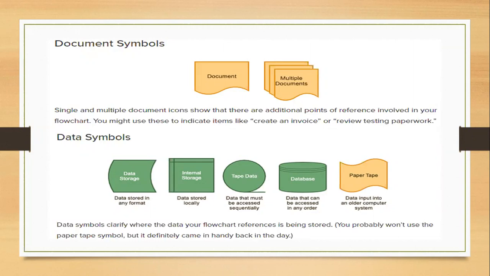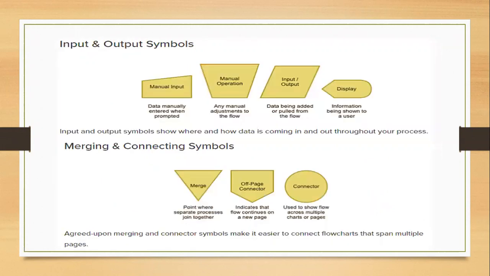Next thing is paper tape. Paper tape deals with older computer systems. It is not used these days, so it is not that important here. So we can say data symbols clarify the data of our flow and in what format data is stored, or in what manner the data will be accessed. So these are the data symbols.